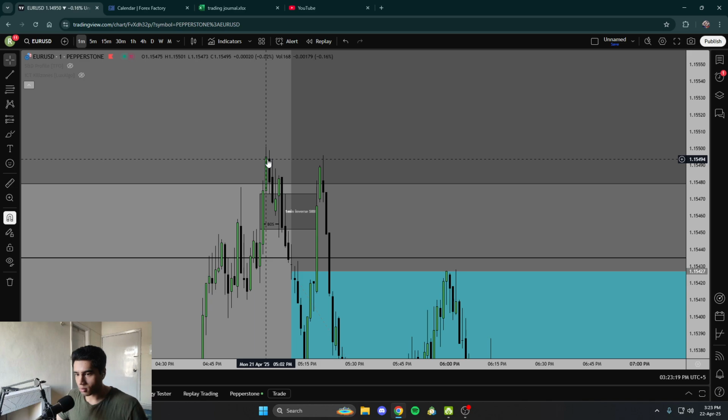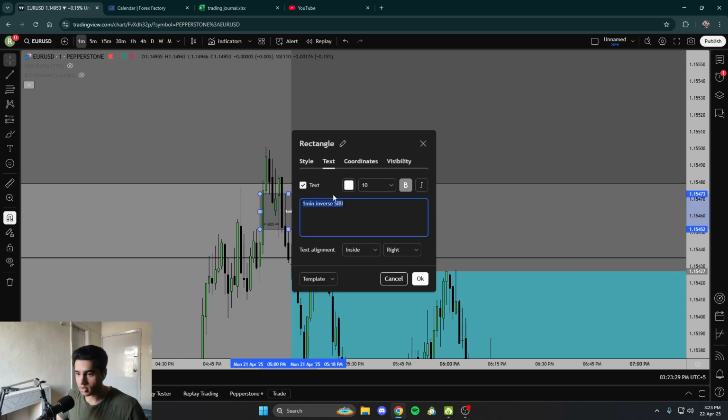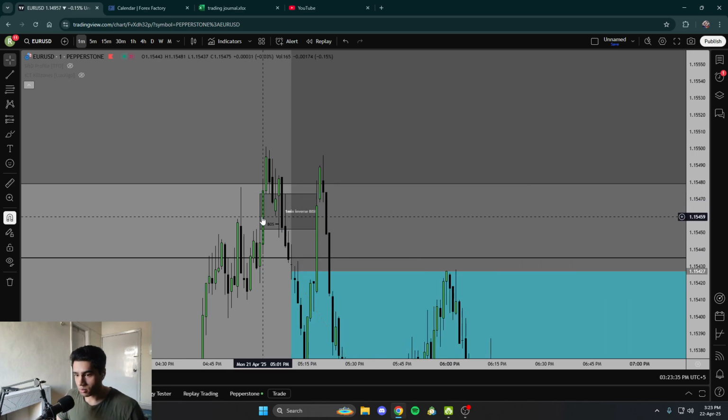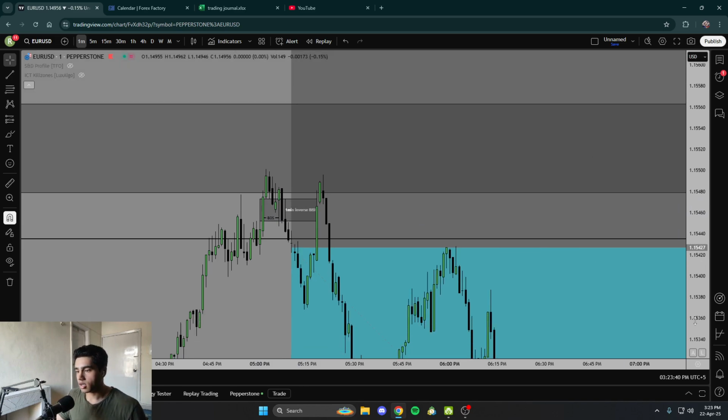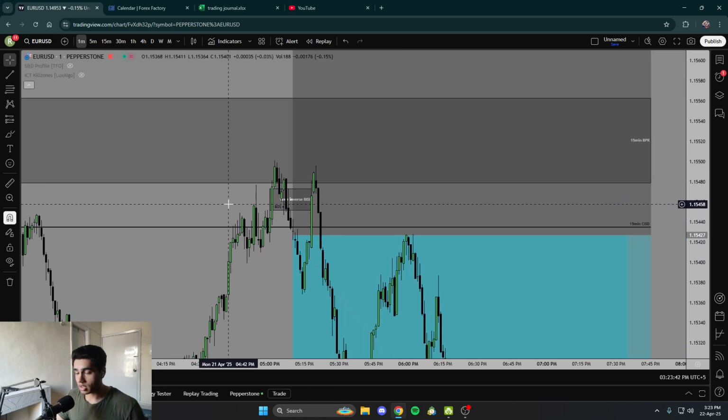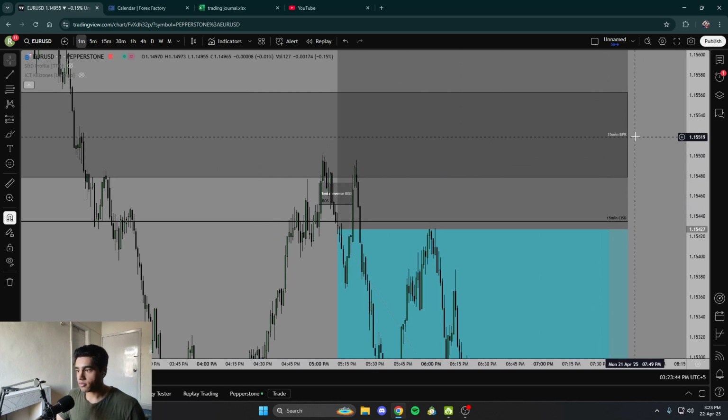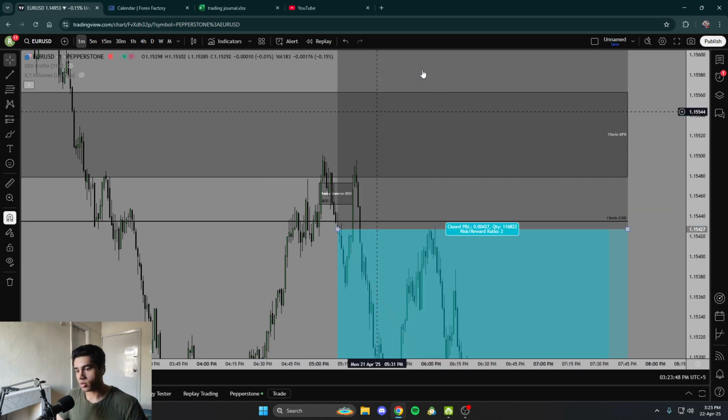After that, we had a manipulation leg to the upside into the BPR. We had a 1 minute break of structure. We inversed this. Sorry, it's not a SIBI, it's a BPR. So we inverse this 1 minute BPR right here. We have a break of structure. So that's enough low time frame internal confirmation for me that this 15-minute BPR and change in delivery are in fact getting respected, and we won't continue up.